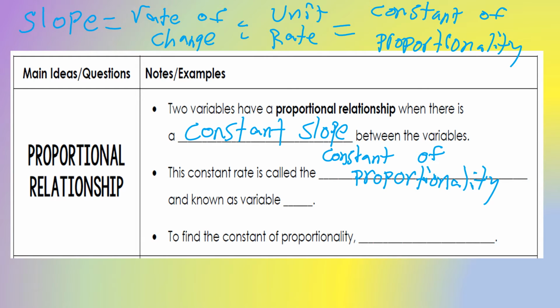Sometimes that's shortened to the constant of p, but the variable that is used to describe this constant of proportionality is the variable k, which doesn't make very much sense, but that's the way it is. To find this constant of proportionality, because we know it's equal to slope or rate of change or unit rate, you could find any of those, so I'm just going to say find the slope, or you could also just divide y by x, and you would find your constant of proportionality.